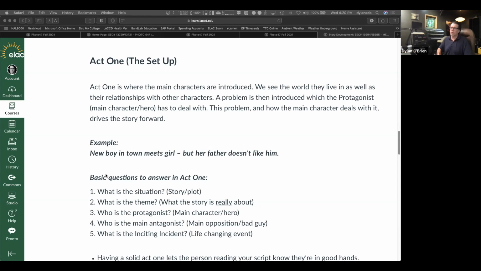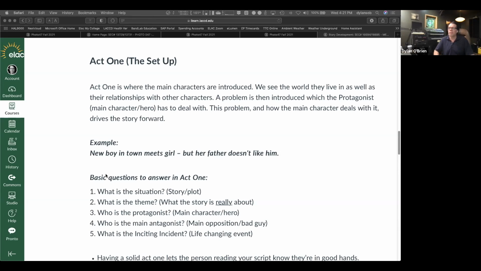So basic questions. As you're starting to write your script, these are some of the questions you want to think about. What's the situation? What's the story? What's the plot? What's the theme? What's the story really about? Is this about dad not liking a boy, or maybe it's an interracial relationship and maybe dad is a racist, and maybe that's the underlying theme here, right? See how you can start weaving something a little bit deeper under the subcontext. So what's the story really about?